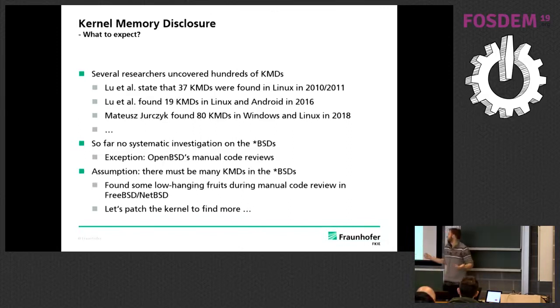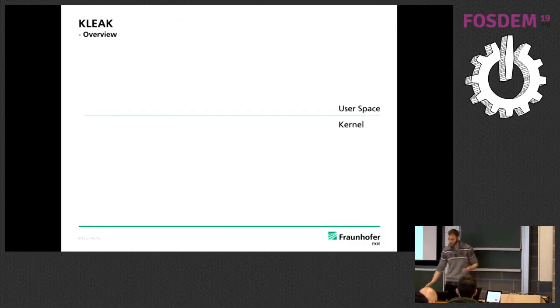So the assumption is that there must be many kernel memory disclosures in the BSDs. And while I was reviewing the code of FreeBSD, NetBSD, OpenBSD, I proved it by finding some low-hanging fruits. And then I thought, well, we could actually patch the kernel and use some form of taint tracking and do this automatically. And this is basically where I teamed up with Maxime, and we came up with this idea that's called KLEAK.